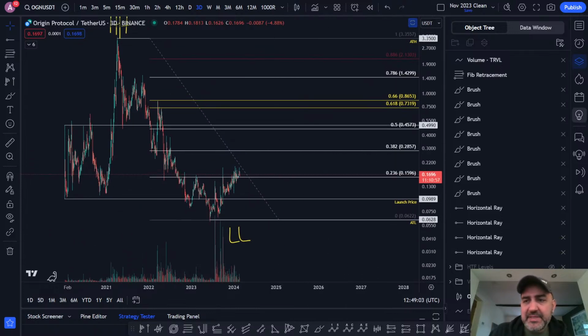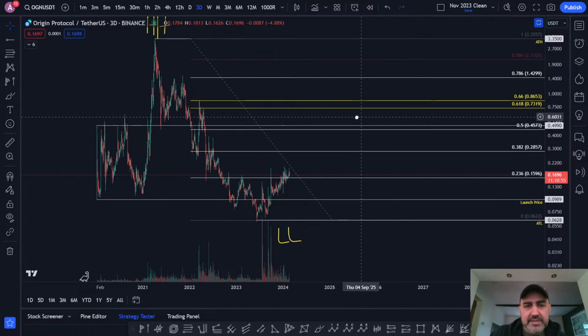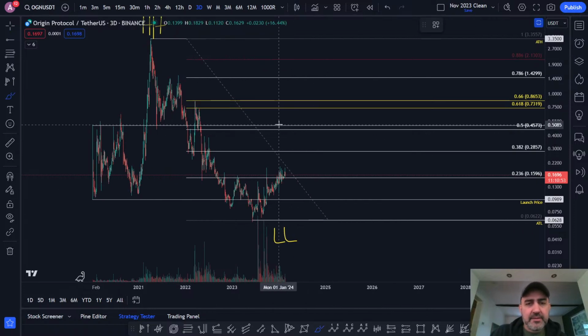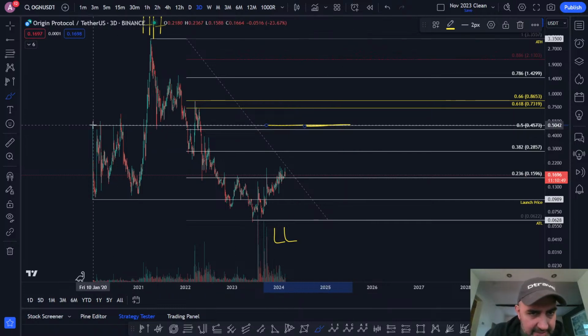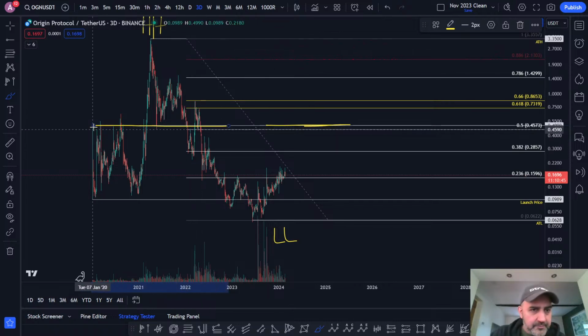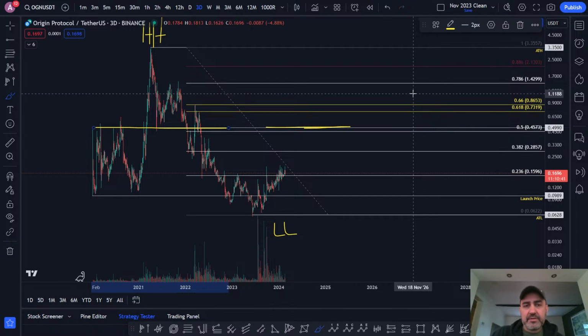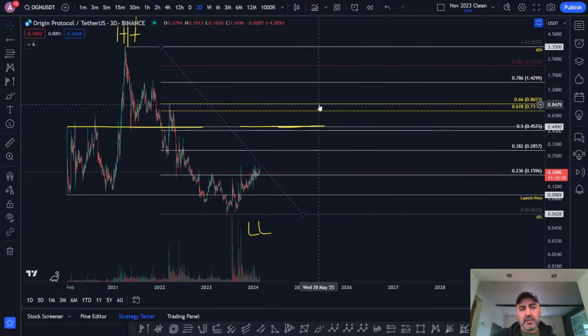I think this 50%, you see this 50% line here? You can see here that this was like an SR flip. I think that's going to be a really key level, actually. Maybe not even the golden pocket. I think you've got a real key level here.